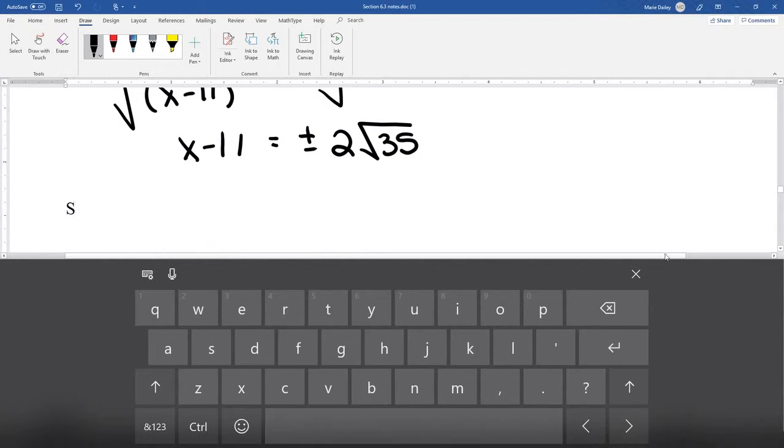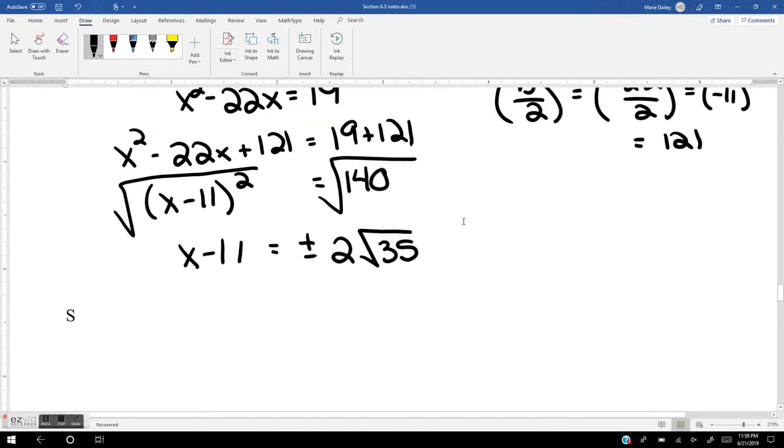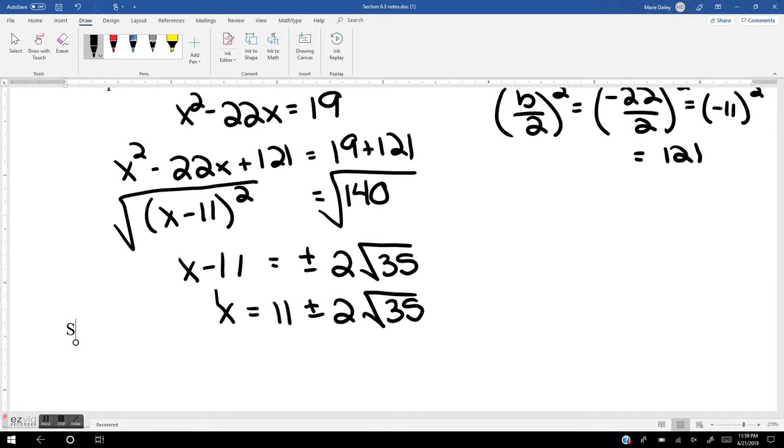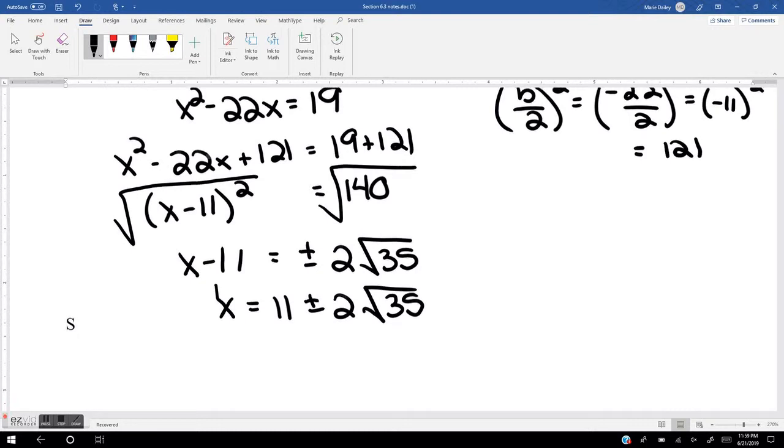And then, of course, we're going to go ahead, add that 11 over to the other side. This then gives me x equals 11 plus or minus 2 square roots of 35. Fantastic. Absolutely fantastic.